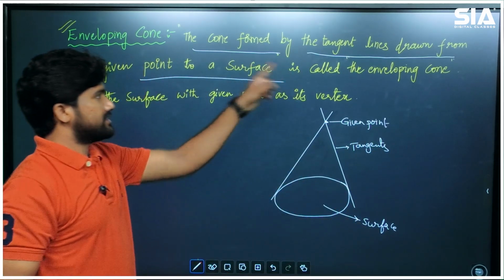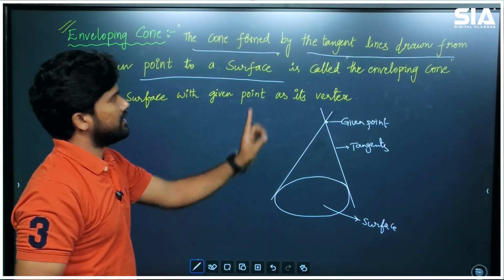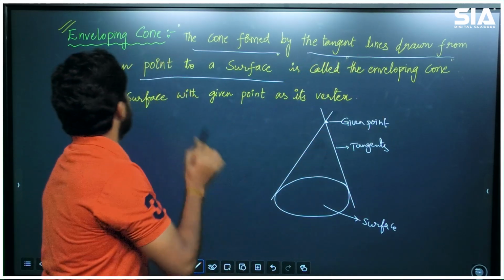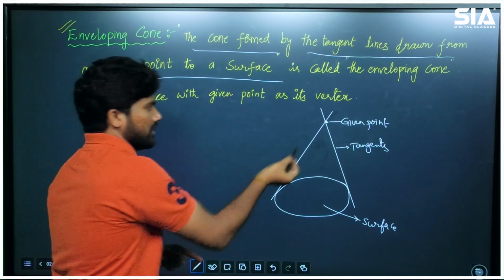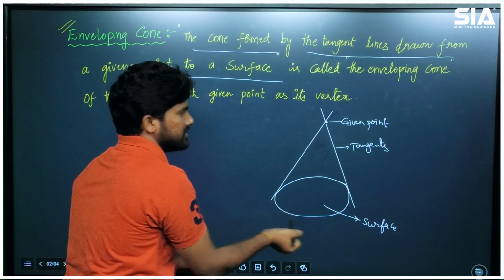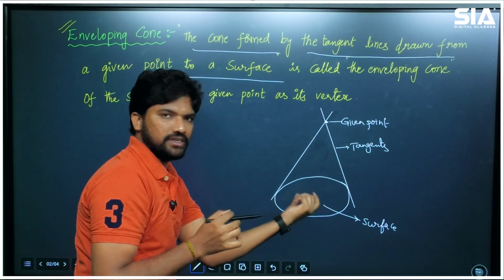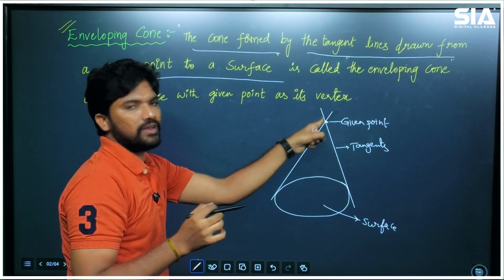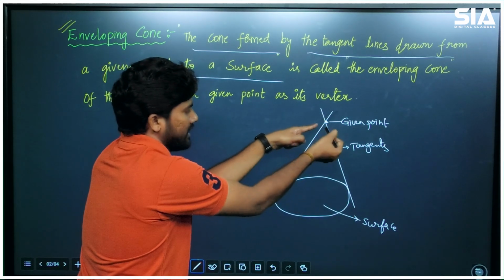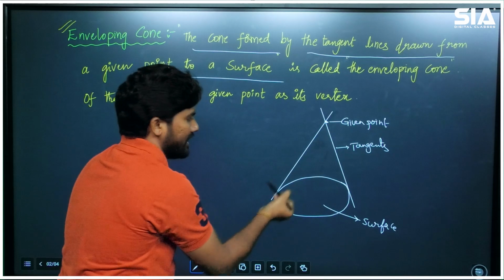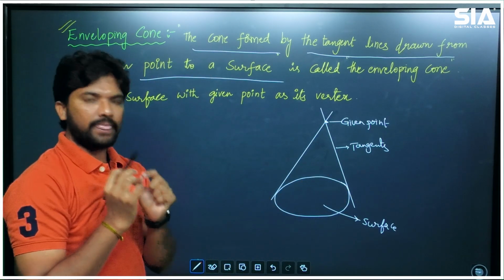So now once again see the definition of the enveloping cone. The cone formed by the tangents drawn from the given point to a surface is called an enveloping cone. Now you can see a conical shape. Initially it is a surface. For that surface, from a given point, draw two lines. Between the two lines one enclosed region is there, like a circular base cone. This is called the enveloping cone.